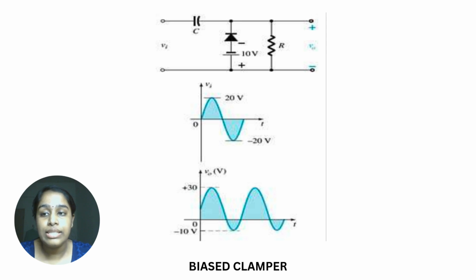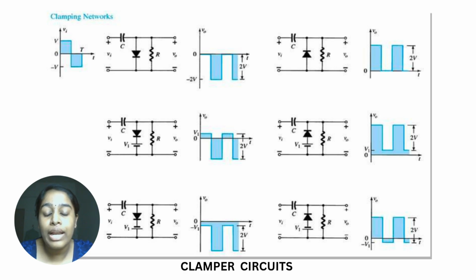So these are the diagrams for the biased clamper. You can see the diagrams. So these are for clamp circuits. These are the diagrams of what the clamp circuit will look like.